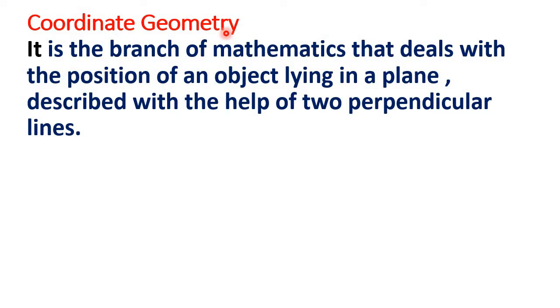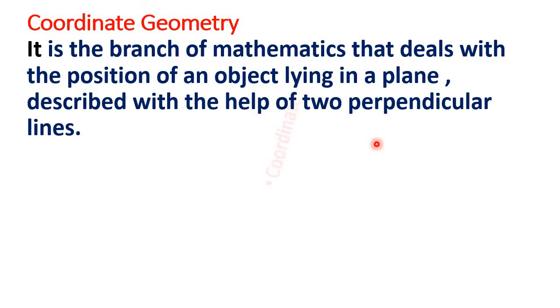Coordinate geometry is the branch of mathematics that deals with the position of an object lying in a plane, described with the help of two perpendicular lines. The two perpendicular lines are the x-axis and y-axis. So the x-axis and y-axis are the two lines which are drawn in a plane.